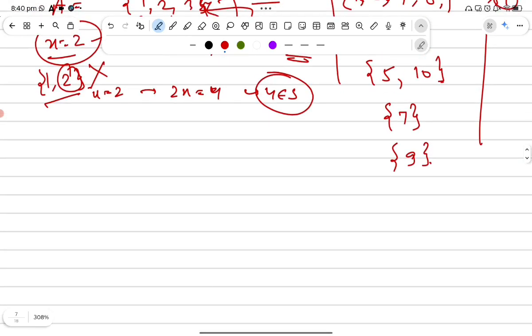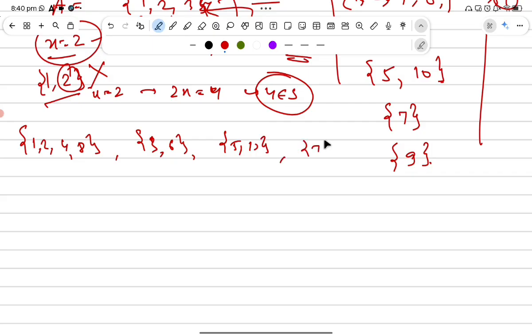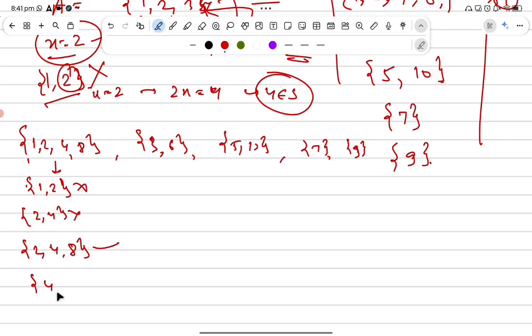Now, further, 1, 2, 4 and 8. We have got 3, 6. We have got 5, 10. We have got 7 and 9. Now from here, we can make more subsets. Can we say 1, 2? We cannot. We have already discussed that. Can we say 2, 4? We cannot. Can we say 2, 4 and 8? We can. Can we say 4, 8? Yes, we can.